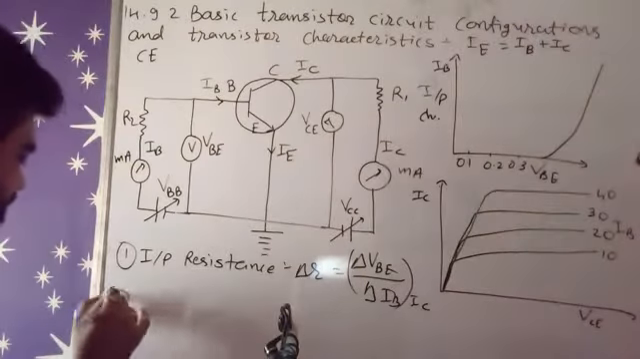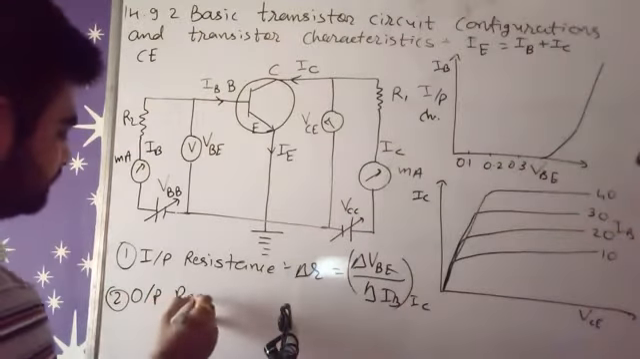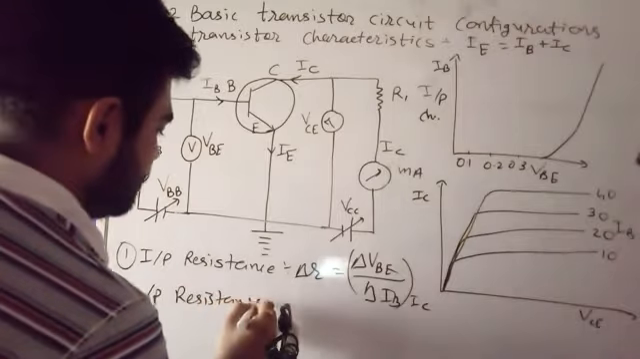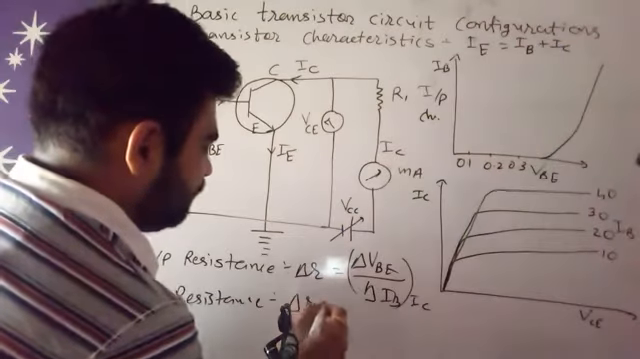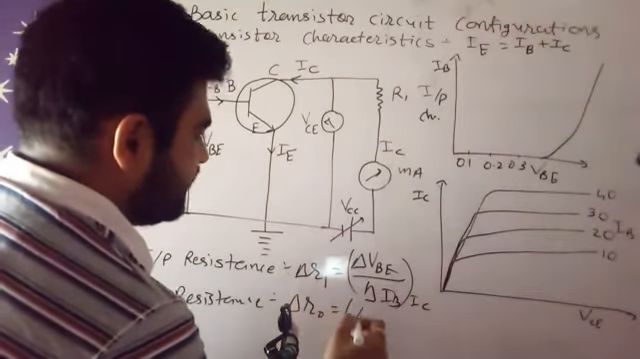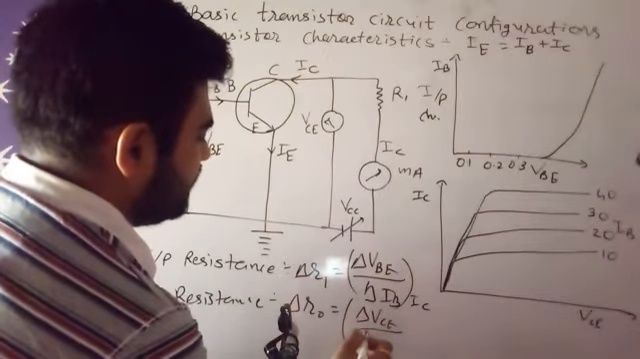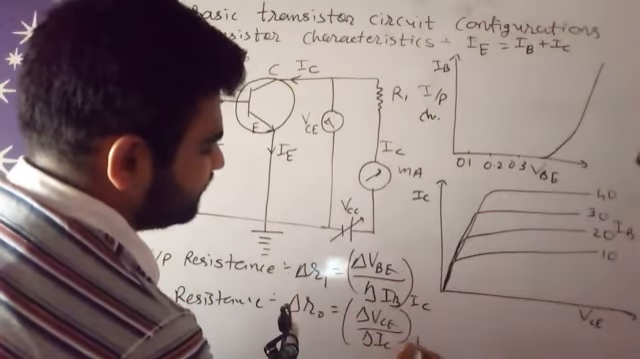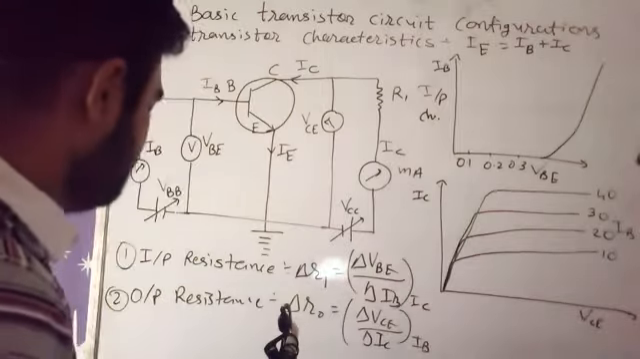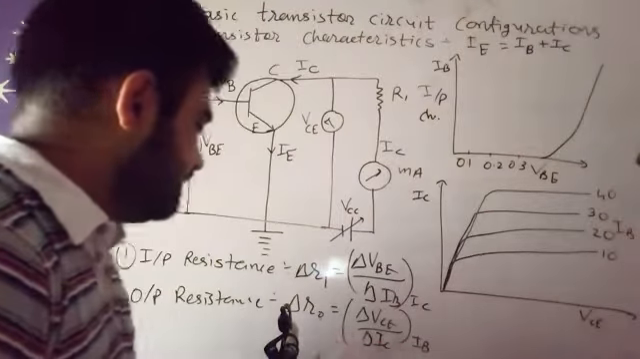Now second, output resistance RO. It is delta VCE upon delta IC, keeping IB constant. Simple. That is the output resistance.